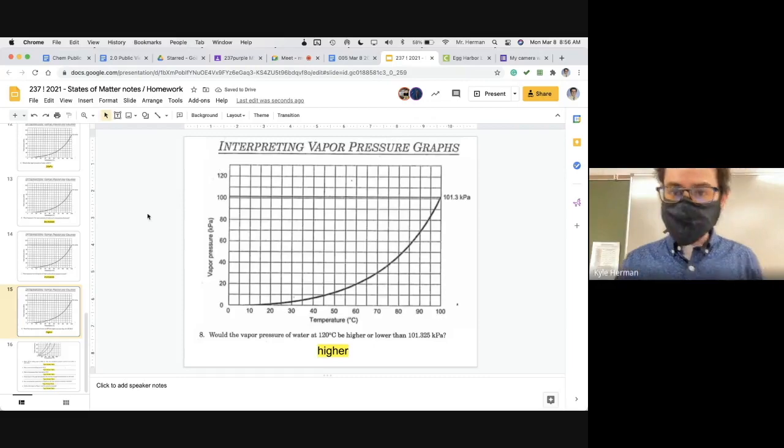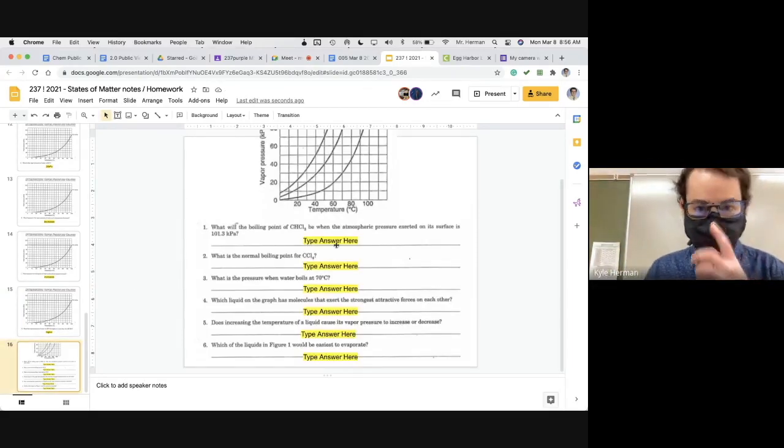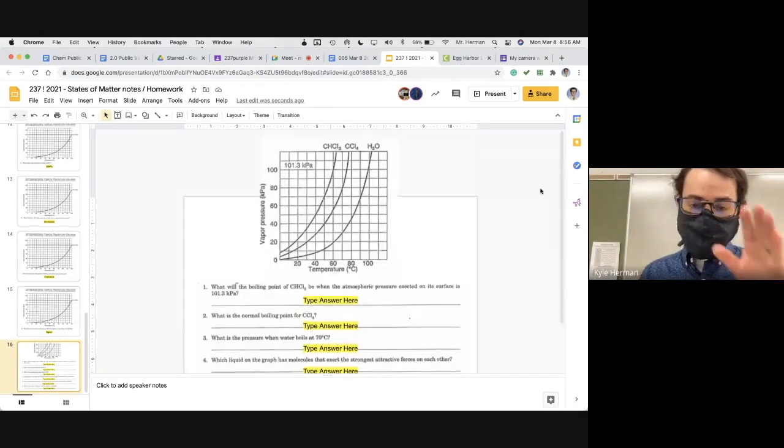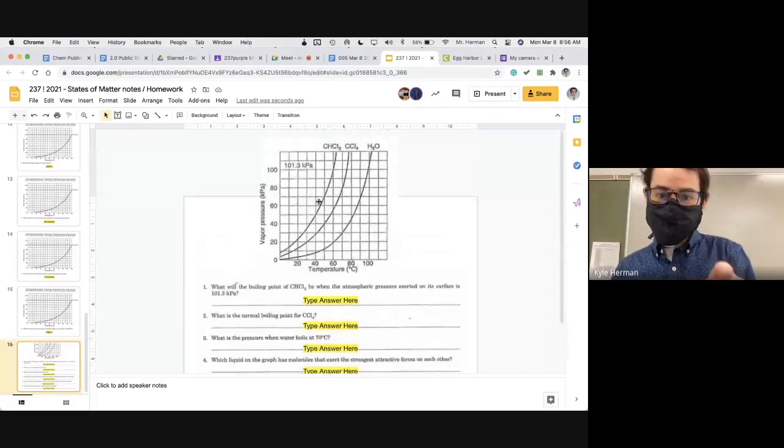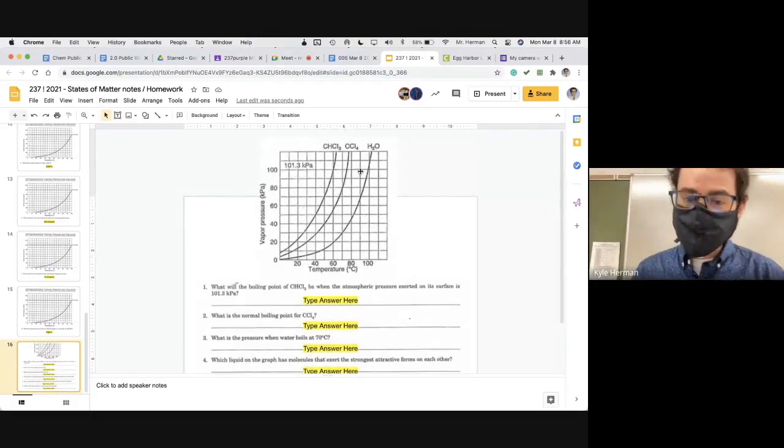All right, so that's vapor pressure graphs. These questions in here are very similar to what we were doing before, but this is a vapor pressure graph that has three different things in here, so we're going to be able to compare them. Let's go through these questions because I'm sure they're going to ask you about boiling point for all of them. You can see here's 100 kPa, so it's very close to 101.3 kPa across here.